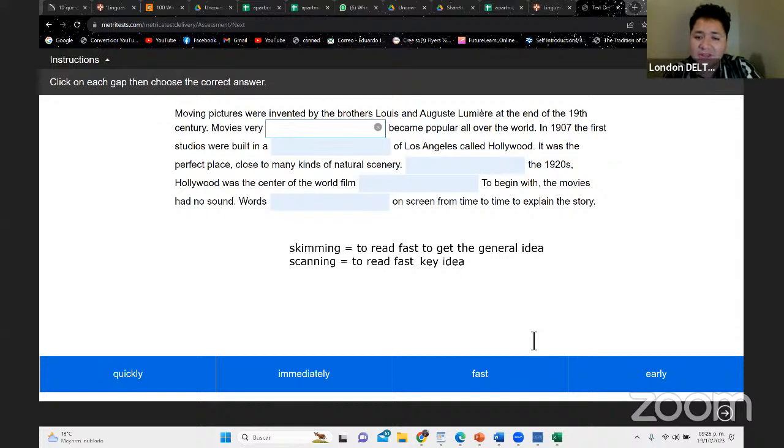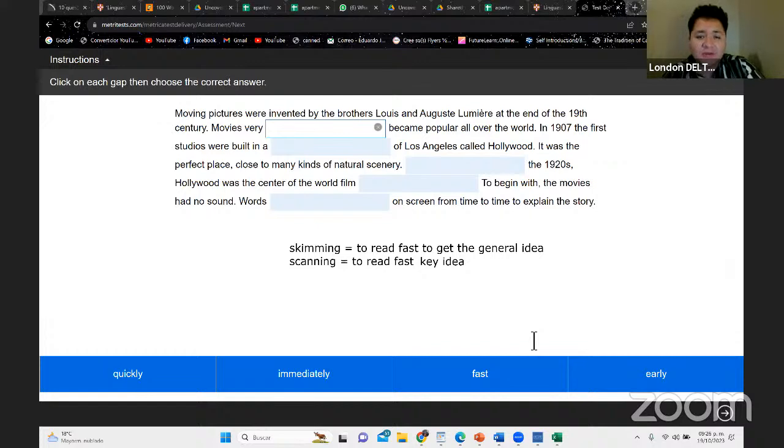So in the text is the same. In this case, we don't really need to use scanning, but we need it, for example, for exercises where you have questions and you need to find the answer. And here we don't have questions. Here we only need to choose the correct word, okay? So we're going to choose skimming, and then after this, we're going to use scanning.